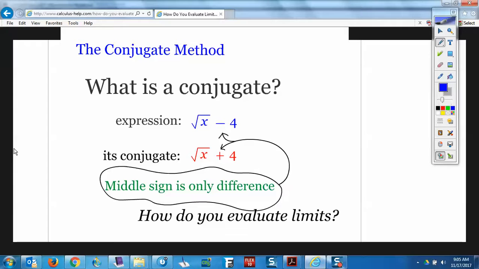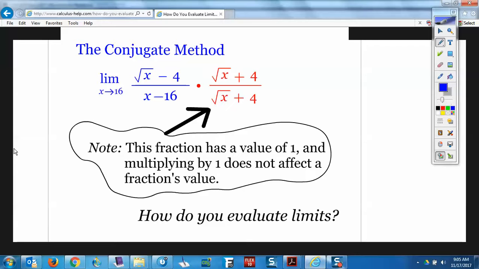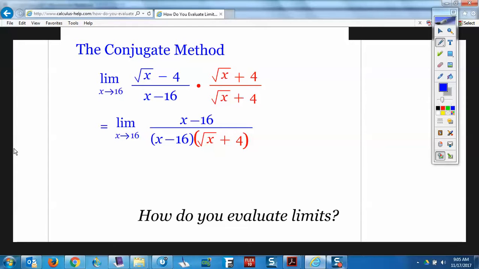Now, what if you see an expression like this in a limit problem? For example, this limit problem: the limit as x approaches 16 of the fraction, the square root of x minus 4 divided by the quantity x minus 16. Well, what we'll do is multiply the top and the bottom of the fraction by the conjugate of the radical expression, which, as we said, was the square root of x plus 4. Now, the magic of this is that as you multiply out, the numerator will actually become x minus 16.